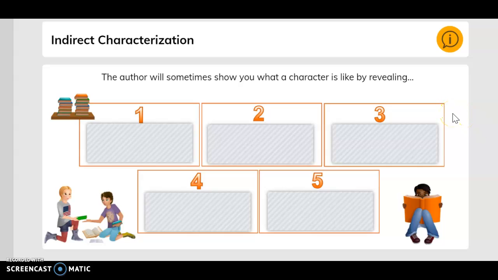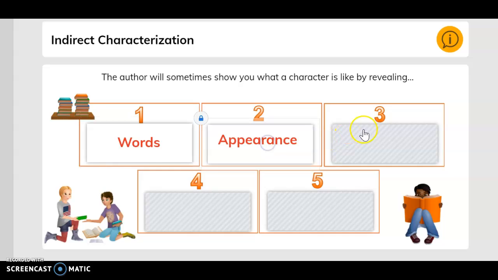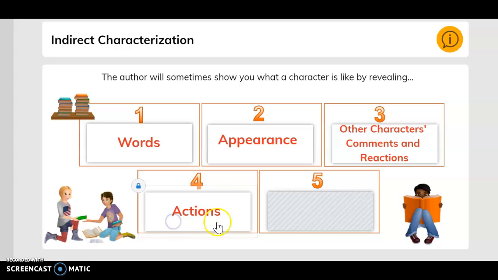Indirect characterization. The author will sometimes show you what a character is like by revealing words, appearance, other characters' comments and reactions, actions, thoughts, and feelings.